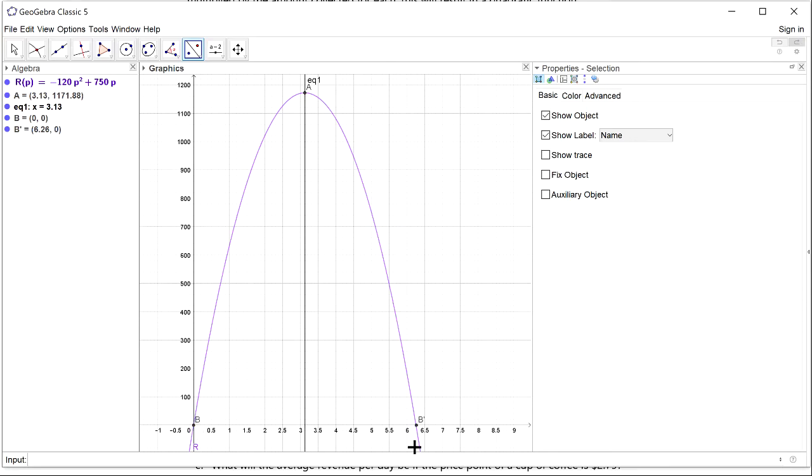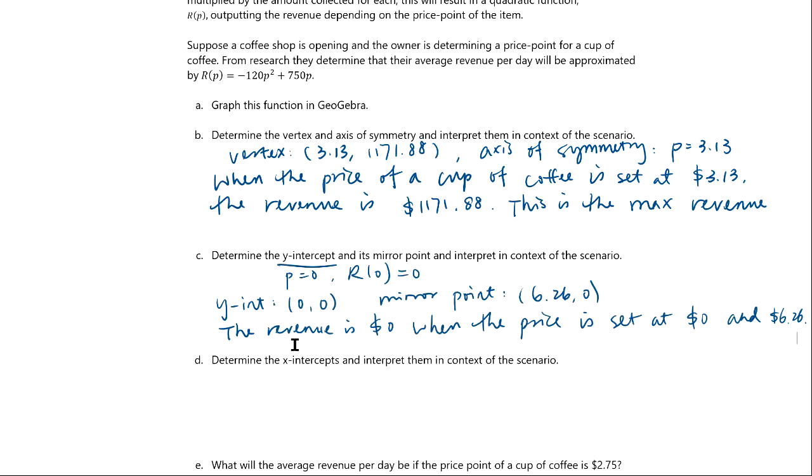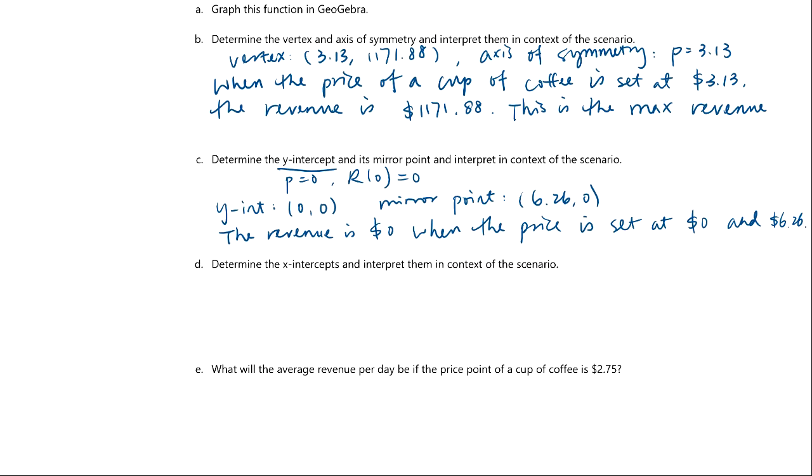This is exactly what we found in the previous problem, where we found the y-intercept and its mirror point. These are actually indeed the x-intercepts we have. That's because my point 0, 0 is not only a y-intercept, it's also an x-intercept. So we actually already found the answers for this problem using what we did in part C. So we can say that the x-intercepts are just the same as a y-intercept and some mirror point.